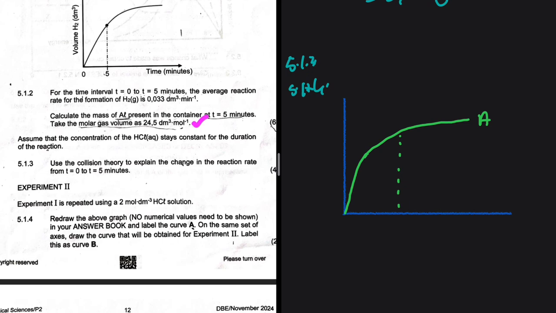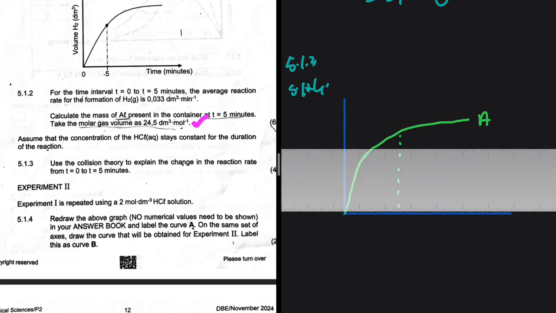So we're supposed to draw a curve and name it B, right? When the concentration of HCl has been doubled from 1 mole per decimeter cube to 2 moles per decimeter cube. But the HCl is in excess. So is it really going to affect our rate of reaction? Or is it not going to affect the rate of reaction? It's in excess. So tell me.